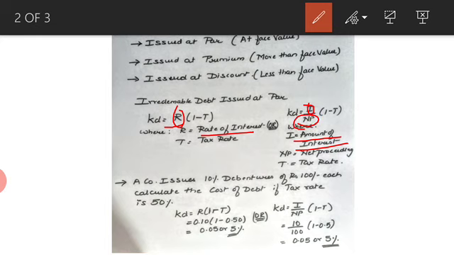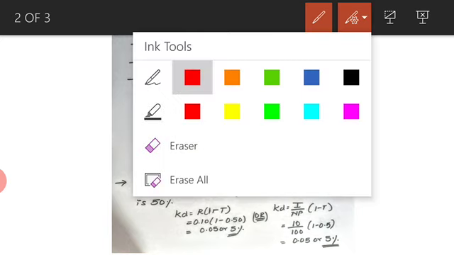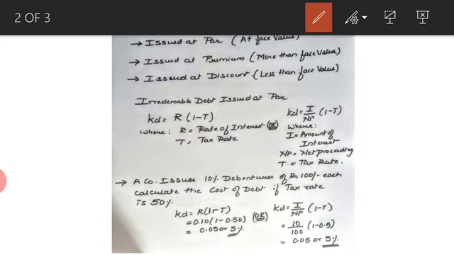Then comes this NP. NP represents net proceedings. Net proceedings is nothing but the amount that we are actually going to collect by issuing that particular debenture, called as net proceedings. And T again represents tax rate. So 1 minus T is after tax. Okay, so let's understand these formulas using a simple problem.